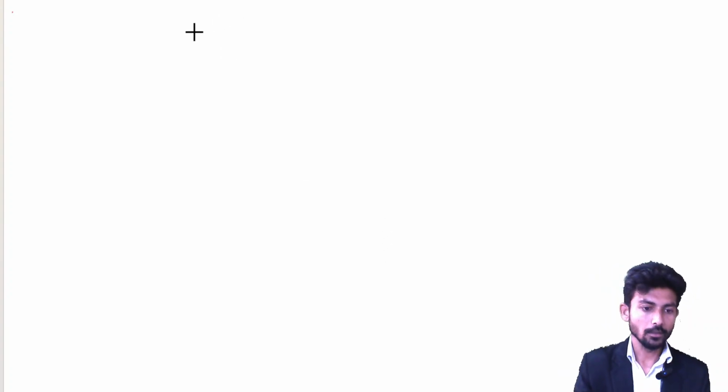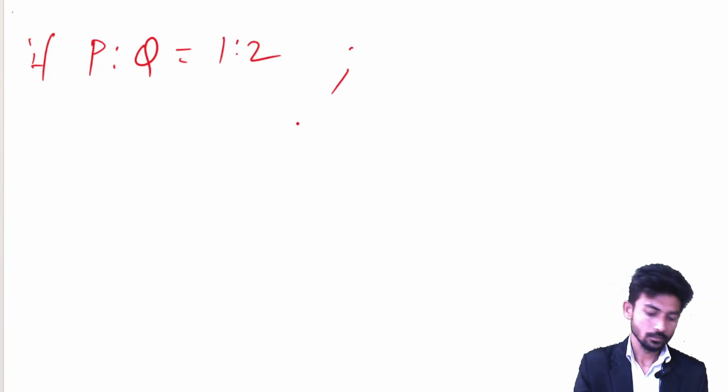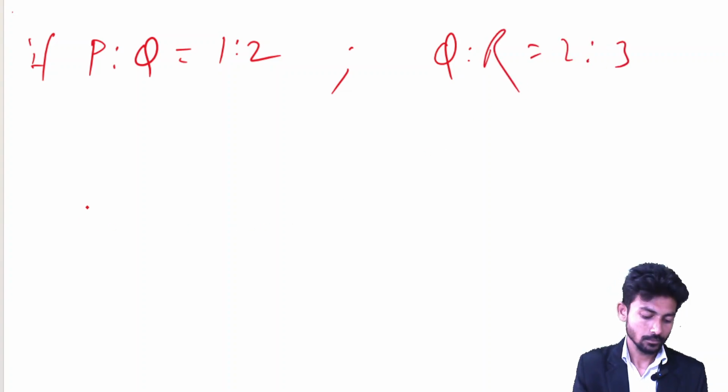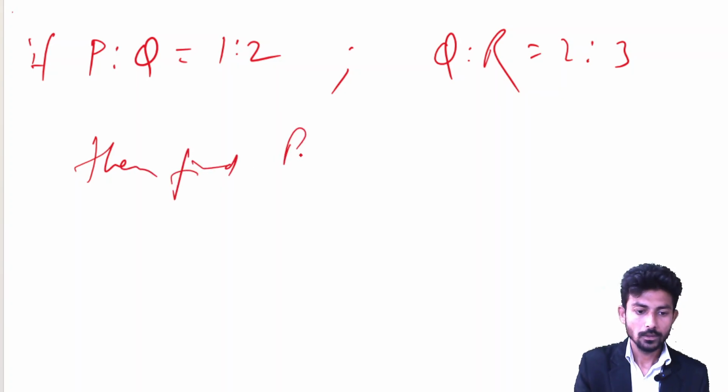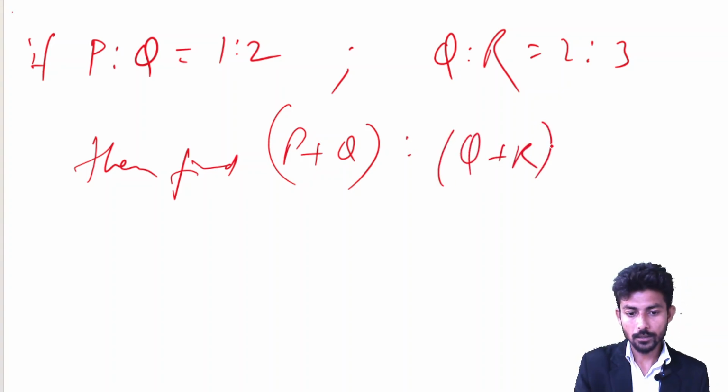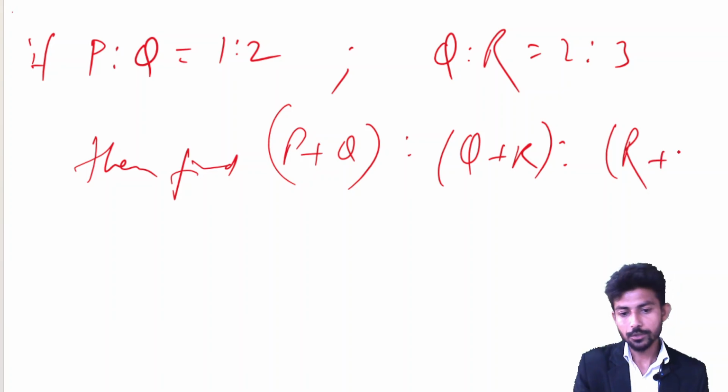Consider a question here, that if they ask us that P ratio Q is 1:2, Q ratio R is 2:3, then we need to find P plus Q ratio Q plus R ratio R plus P.